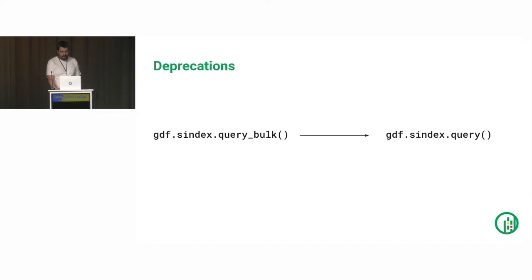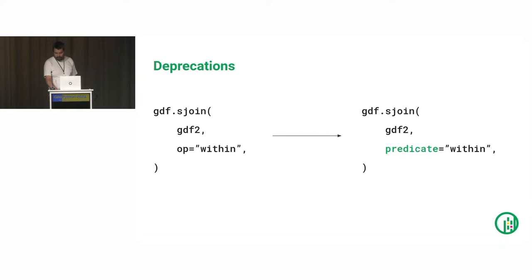Another deprecation, mostly trying to keep up with the API known from Shapely. The spatial index query_bulk method is now the query method, so this is an enforced deprecation right now. And the similar situation is with the specification of predicate within spatial joins. Originally it was op, right now it's the more explicit predicate, and you will have to use it right now because I think the deprecation notice was there since 0.12, if I remember correctly.